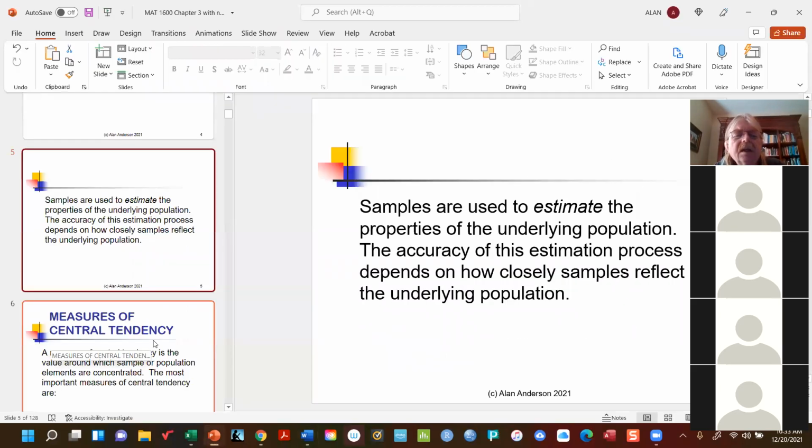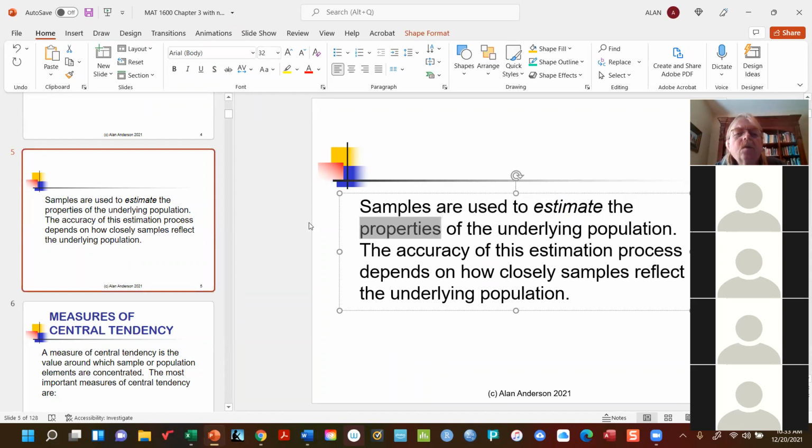But anyway, now it mentions properties here. What kind of properties do we want to know about a population? What exactly are we talking about? Well, for example, when the US government was looking at all the ages, what they were really interested in was the average age. They didn't really need to know the range of ages, from the youngest to the oldest. They were only interested in the average. So that could be considered a property of our population, the average age.